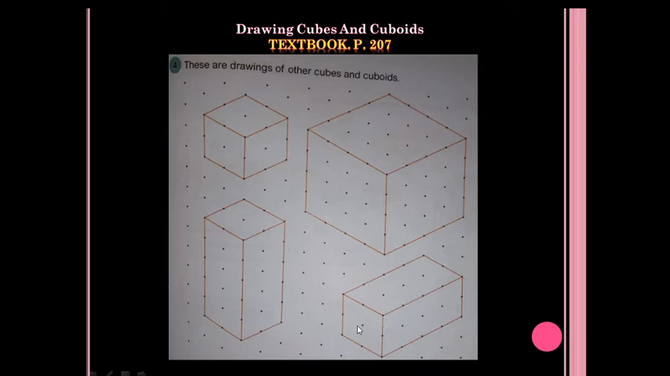How about this one? This cuboid, the width is 1, 2. However, the depth is different, 1, 2, 3, 4, and the height is the same, 1, 2. Okay, so the units are 2, 4, and 2, like that. So later you have to be able to draw like this. Don't forget, you should draw by using a ruler so that the picture is nice and very neat.